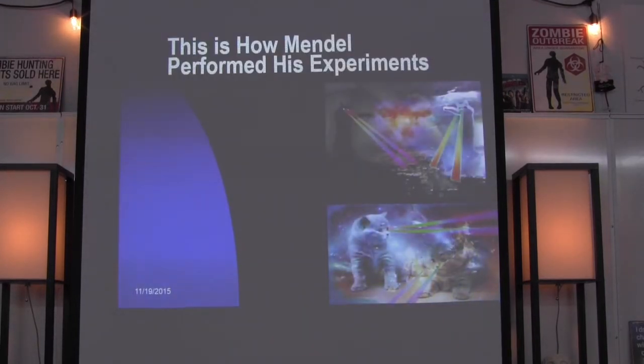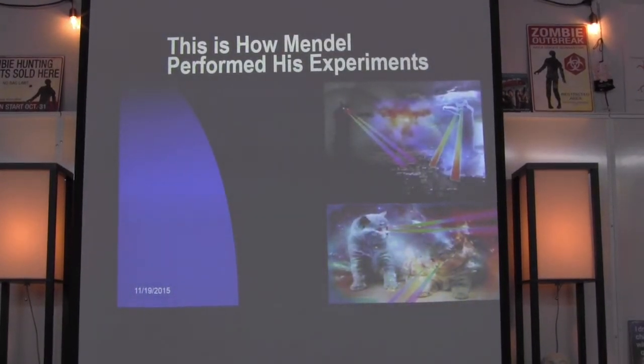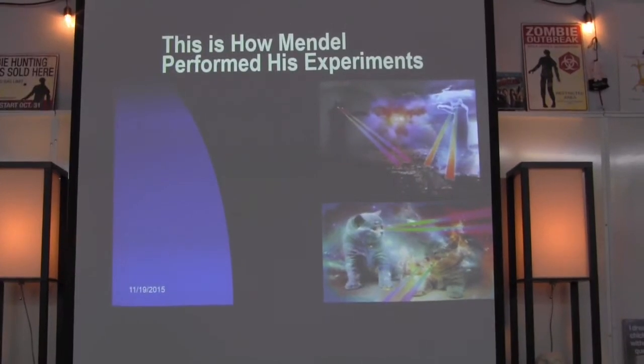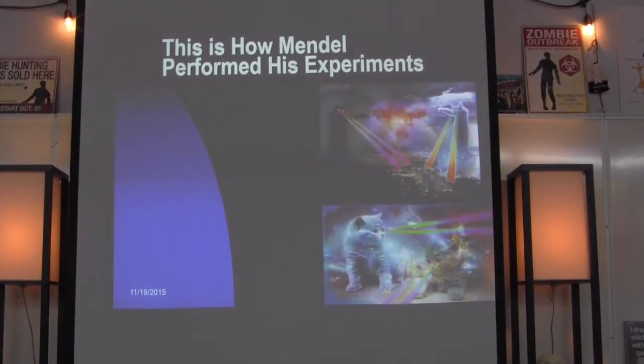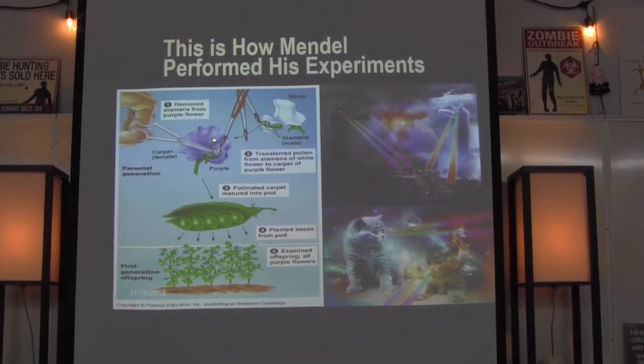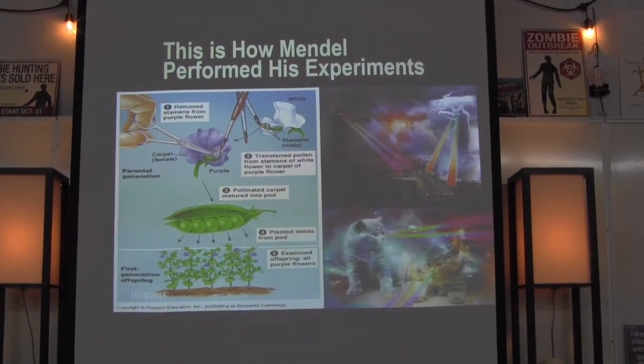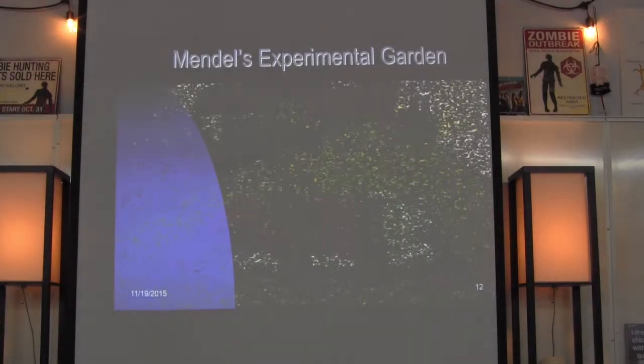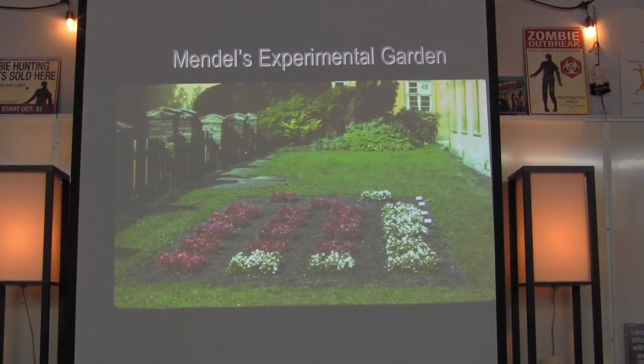All right, so this is how Mendel performed his experiments. It was very revolutionary. This is how he did it with self-pollination of pea plants. This is his actual garden, which is in existence today. If you look at it, it's very simple. You've got dominant versus recessive. This is obviously dominant. This is recessive. That's how he came up with all these results of dominant versus recessive traits.